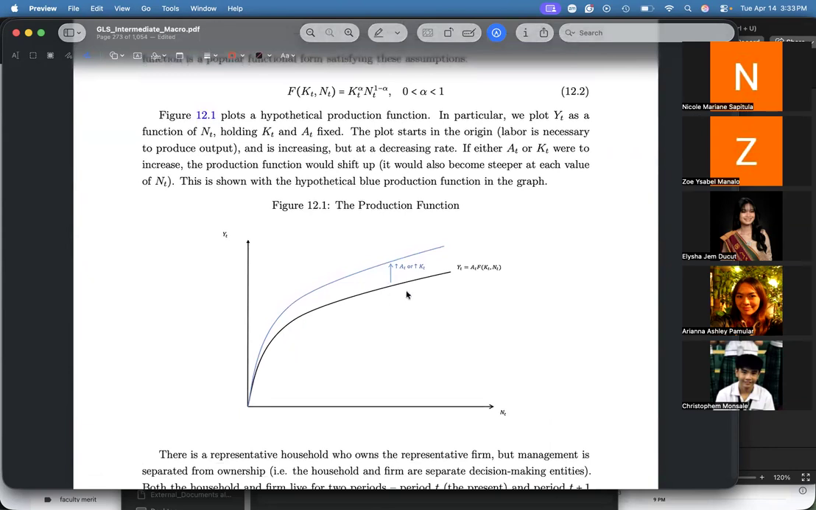Here you've got your production function as a function of N being labor. And what do you notice here? This black line is increasing, but it's increasing at a decreasing rate because the marginal product of labor is falling. Okay. If A rises like this or K goes up, then your output will rise and your marginal product of labor will also rise. It's not shown here, the marginal product, because the marginal product is the slope of your production function at given points.